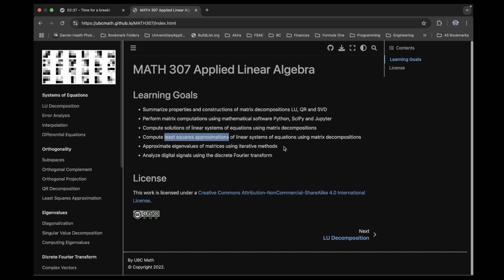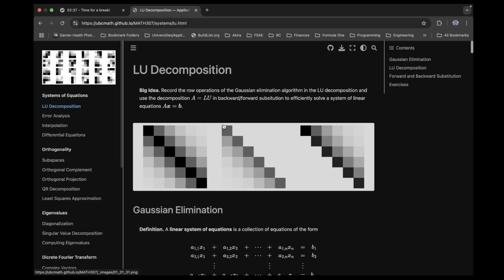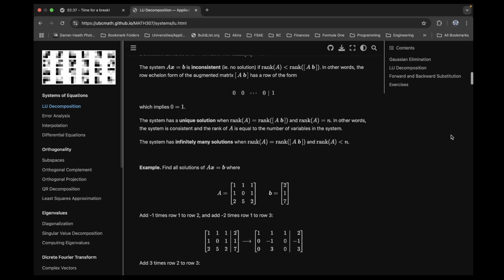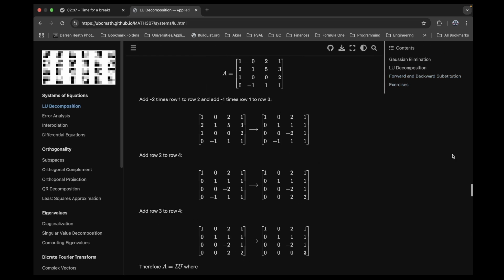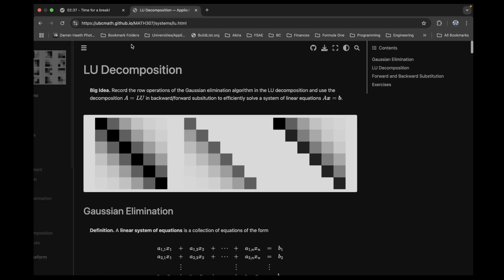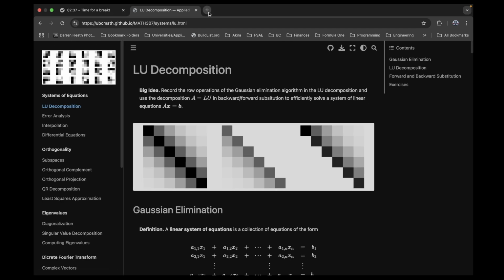Approximate eigenvalues of matrices using iterative methods. Okay. Analyze digital signals using the discrete Fourier transform. All right. So, okay. There's no introduction to this.